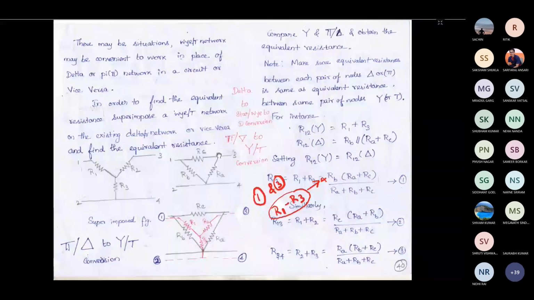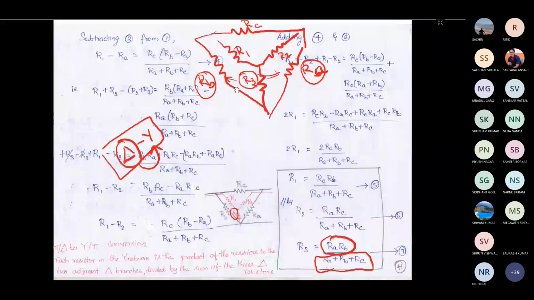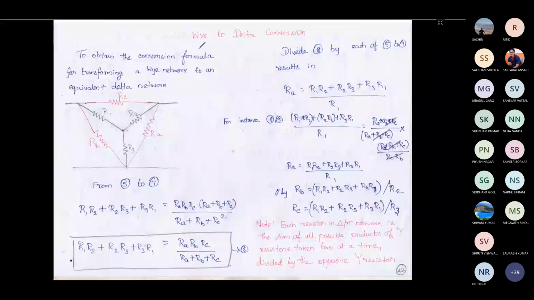Yes, sir. Okay, so we have done it for delta to star conversion. Similarly, in the other way, we will do. So what we have to do in this is we have to write it in Y to delta conversion. Okay, Y connection is given. We have to find the delta. So R1, R2, R3 is given here. We need to find RA, RB, RC.